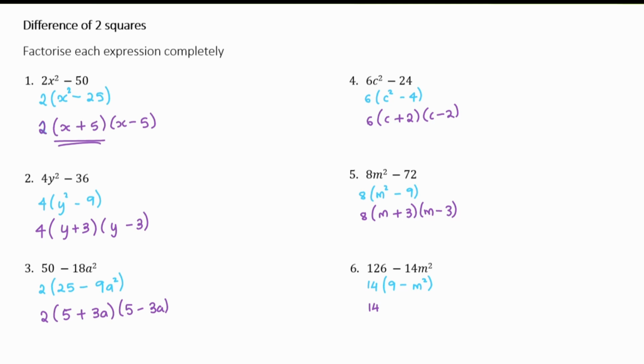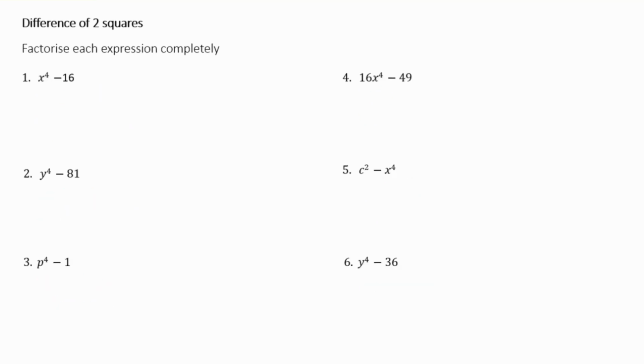The square root of 9 is 3, so for the first bracket, we would put 3 plus m, and for the second bracket, we would put 3 minus m. Sometimes we may have to factorize variables with higher powers. So we first need to check whether it's a difference of 2 squares in disguise.